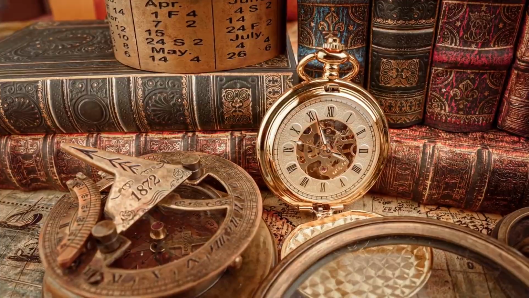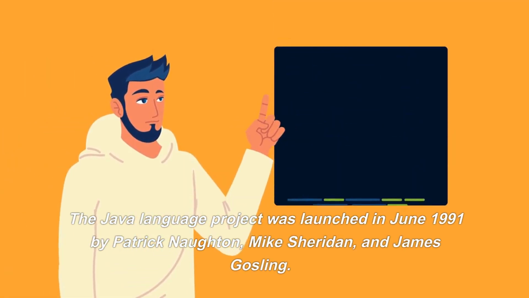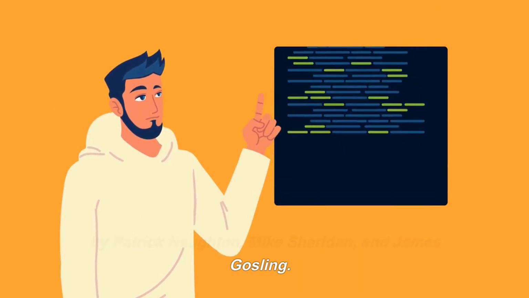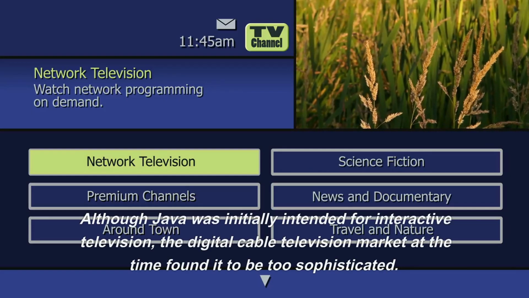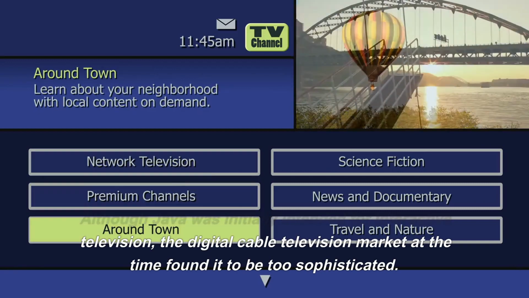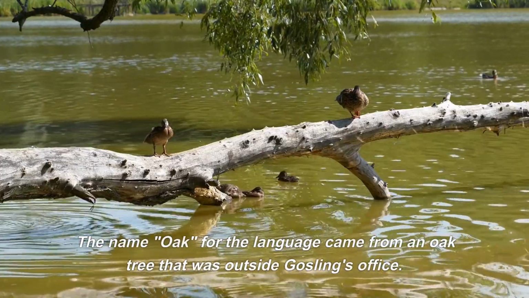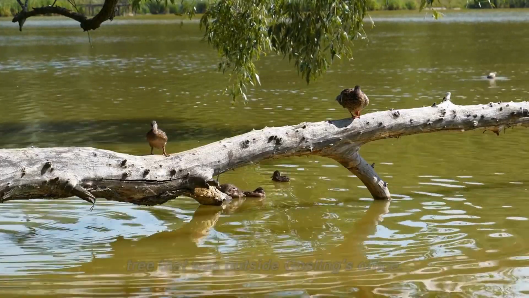History. The Java Language Project was launched in June 1991 by Patrick Naughton, Mike Sheridan, and James Gosling. Although Java was initially intended for interactive television, the digital cable television market at the time found it to be too sophisticated. The name Oak for the language came from an oak tree that was outside Gosling's office.